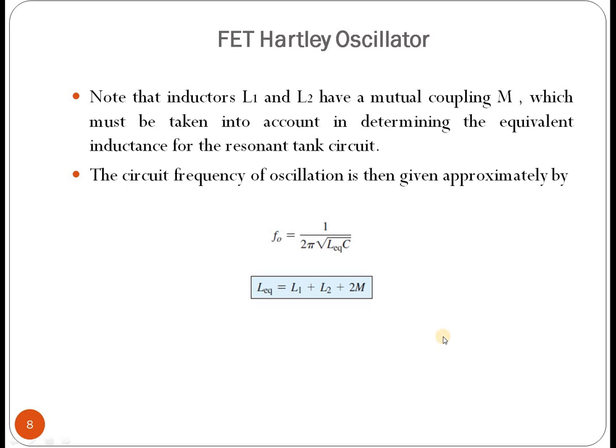In the FET Hartley oscillator, if the inductors have a mutual coupling value, that is M, we need to take it into account to find the frequency. So the frequency of oscillation will be f0 equals 1 by 2π root over L equivalent into C. Here L equivalent is L1 plus L2 plus 2M. This M is the mutual coupling value between the L1 and L2 inductors.